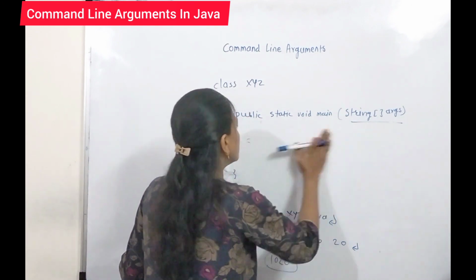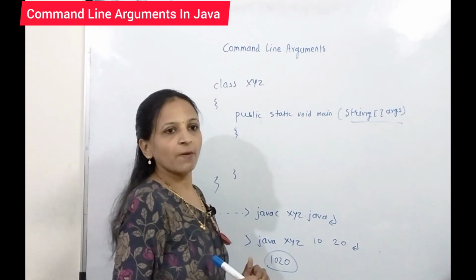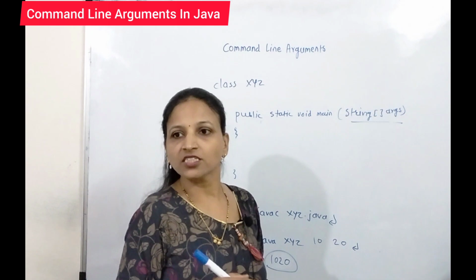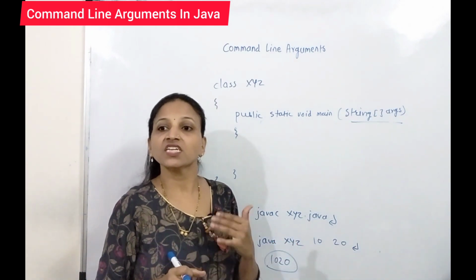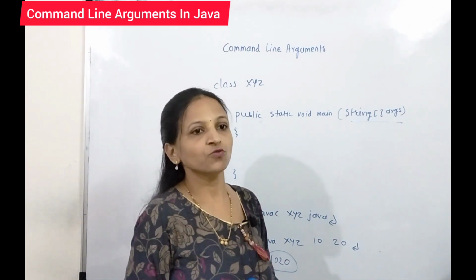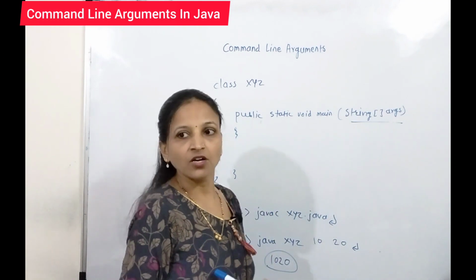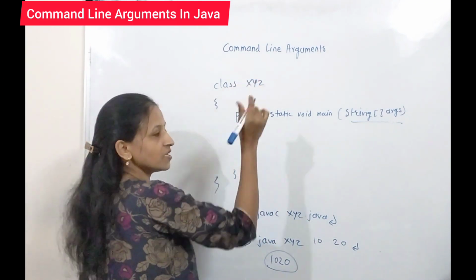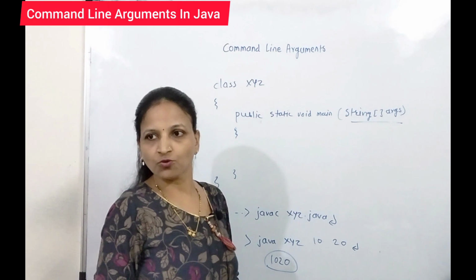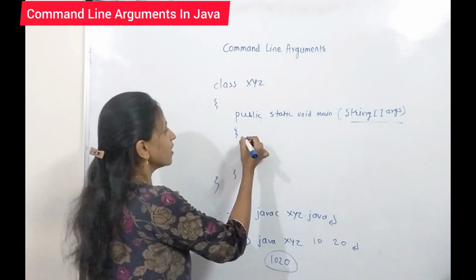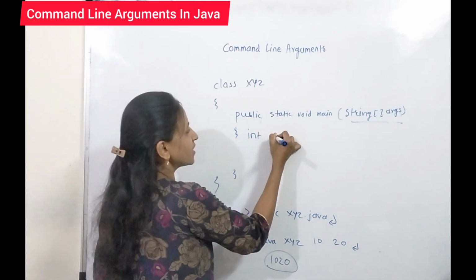How to do that? Simple way is there. In the java.lang package there is a wrapper class Integer. That Integer wrapper class has one parseInt method that we can use to convert string to integer. Now how to do that? Simple. The lang package is imported by default, no need to import it. First I will declare two integers, a comma b.